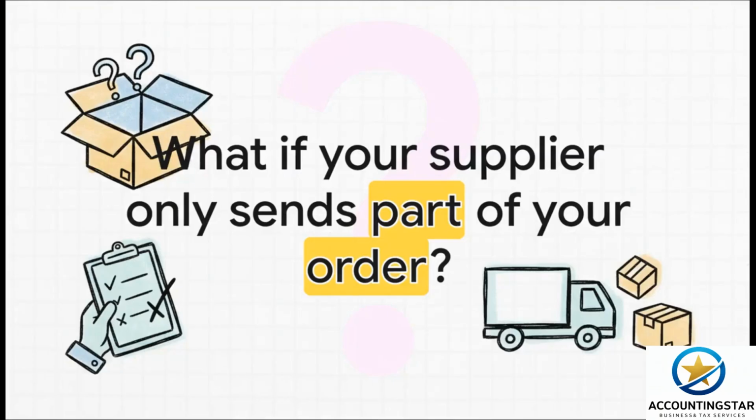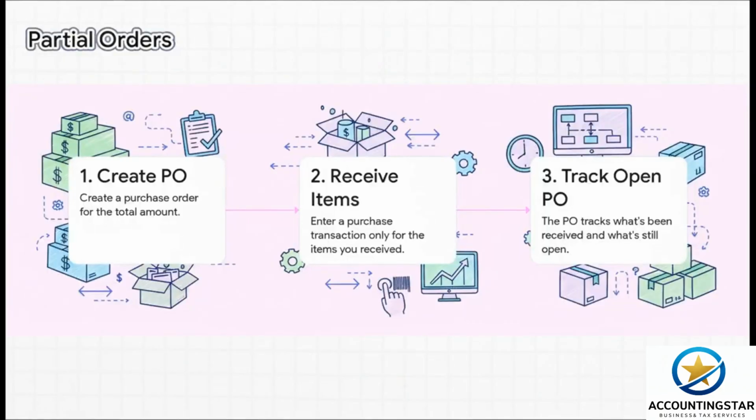Okay, here's a classic one. Let's say you order 100 of something, but the delivery truck shows up and they've only got 70 on board. So what do you do? I mean, you definitely don't want to pay for the full 100 yet, but you need a way to track what you got and what you're still waiting on. QuickBooks makes this super simple.